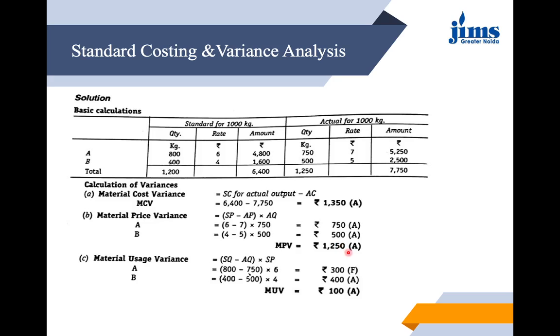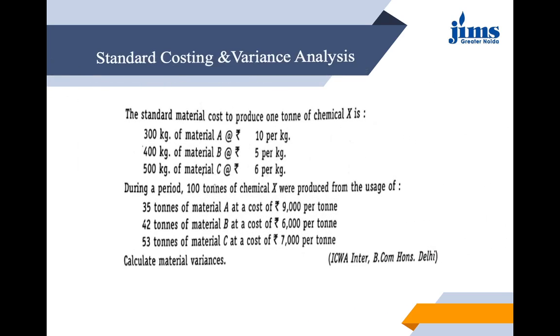of rupees 1250. For material usage variance, the formula is standard quantity minus the actual quantity into the standard price. We can put the quantities and check that for material A it is favorable, whereas for material B it is adverse. And finally your material usage variance is also coming out to be adverse.